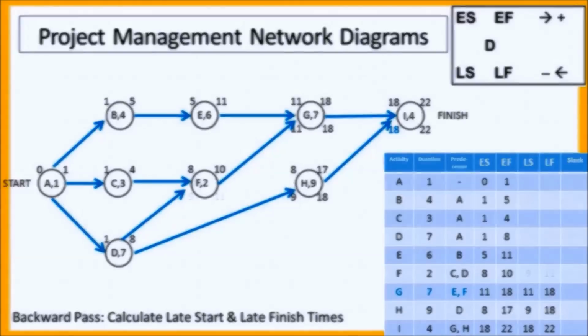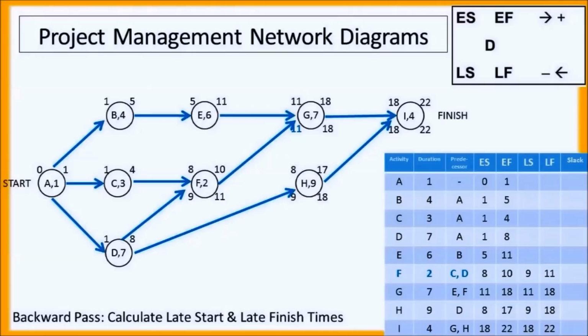Now task F must be finished in time to be able to start task G on time. So the latest task G can be started is time 11. So the latest task F can be finished is time 11. Here then, 11 minus 2 is 9. So 9 is the late start time for task F. Task E must also be completed in time to start task G. Task G's late start time is 11, so task E's late finish time must be 11. 11 minus 6 is 5.